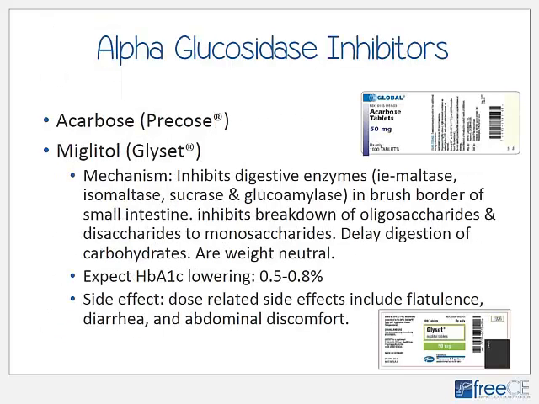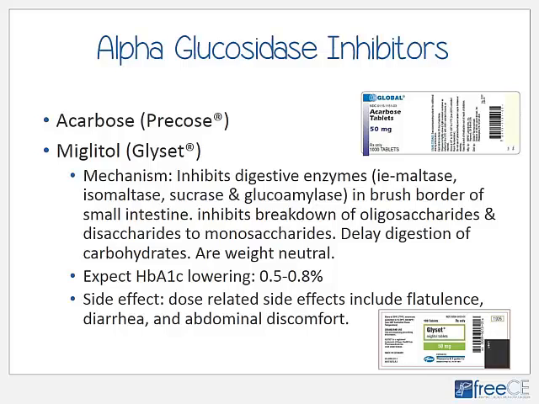We don't use a lot of alpha glucosidase inhibitors in my practice either, and I think a lot of pharmacies don't use much of it. Acarbose and miglitol are available, and what they do is they inhibit digestive enzymes: maltase, isomaltase, sucrase, and glucomaltase. In the intestine they disrupt the breakdown of oligo- and disaccharides into the monosaccharides that are more absorbable. They delay the digestion of carbohydrates.